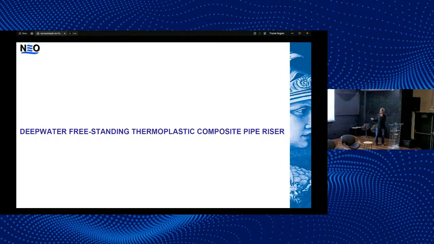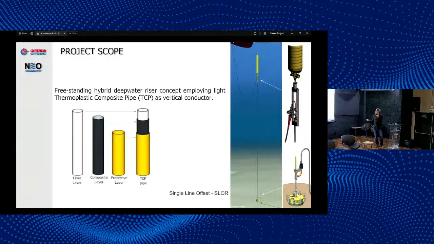Our last main project concerns the behavior of thermoplastic composite pipes. It's basically a pipe with a thermoplastic material liner inside, and then you reinforce it structurally with a composite material, typically carbon fiber for Brazilian deep waters, and you have an outer layer to protect and pack the structure.